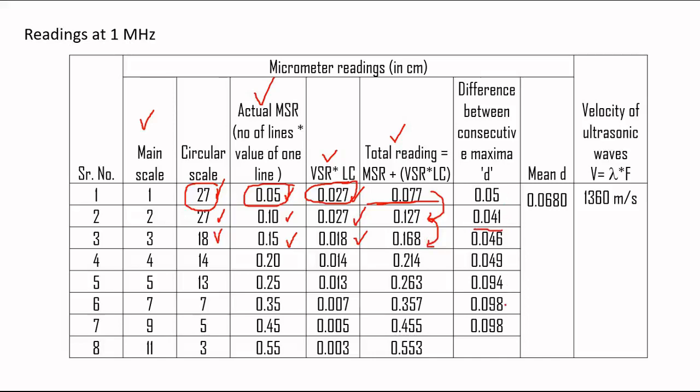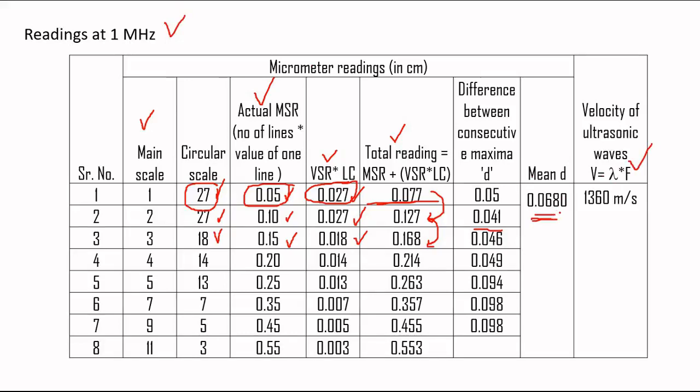So these are the consecutive readings. You need to repeat this experiment for at least 20 readings, and you will get these d values, that are the lambda by 2 values. If I take the average of all of these, that will be my mean d value. So I have got this d value, and this is actually the lambda by 2 value. We need to recall this experiment was performed at 1 megahertz. So the frequency was 1 megahertz, and this lambda by 2 is this value.